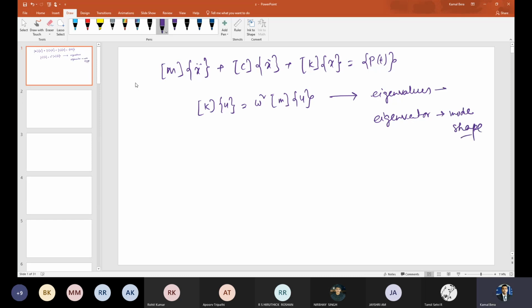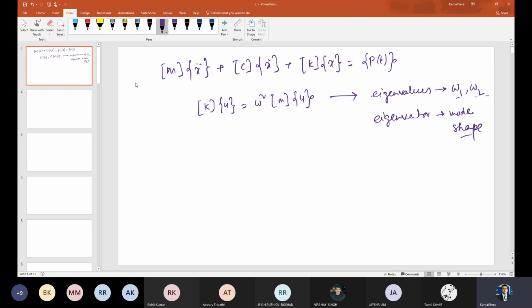If I take the square root, I will finally get omega 1, omega 2, and so on. These are my natural frequencies, and I arrange them as omega 1 less than omega 2 less than omega 3, from the lowest to the highest. Omega 1 I am calling the fundamental frequency. Then we have proved the orthogonality relationship.